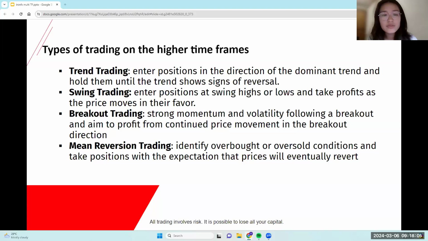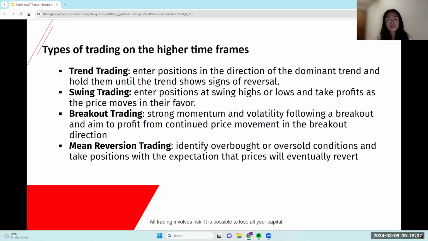Okay, so these are the different types of trading on the higher time frames. So for trend trading, it involves identifying and trading with the prevailing market trends. So traders would tend to enter positions in the direction of the dominant trend and hold them until the trend shows signs of reversal. This strategy often involves the use of technical analysis tools to identify and confirm trends.